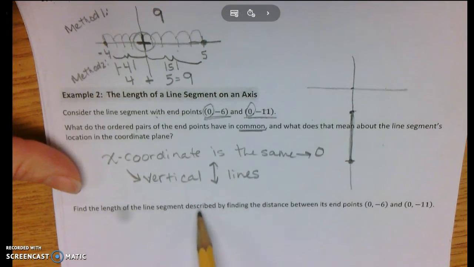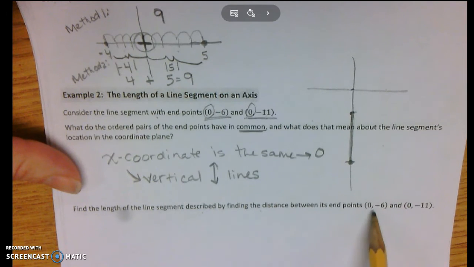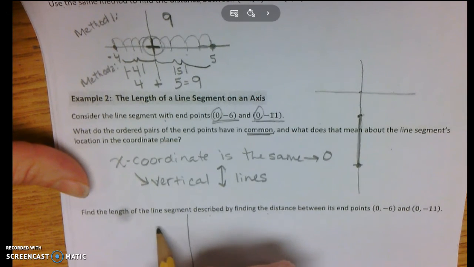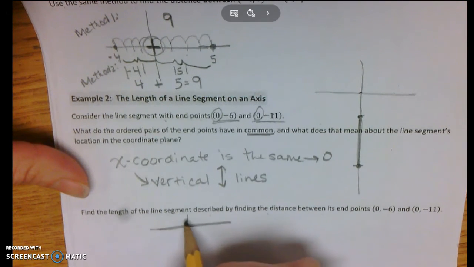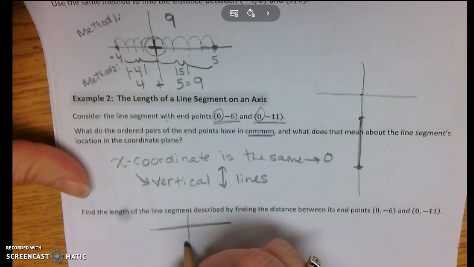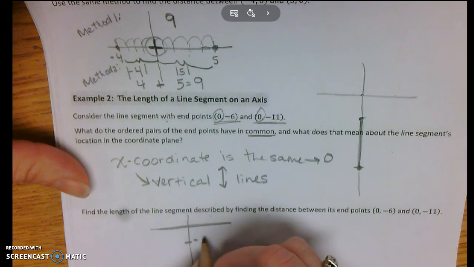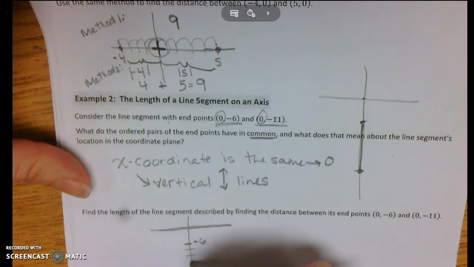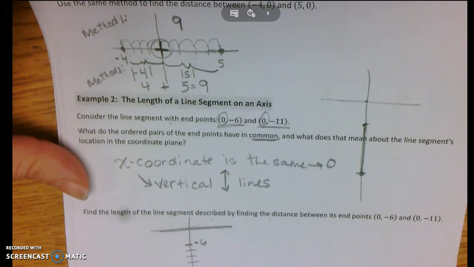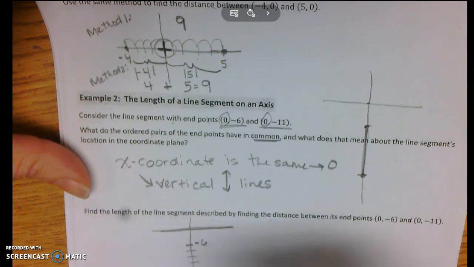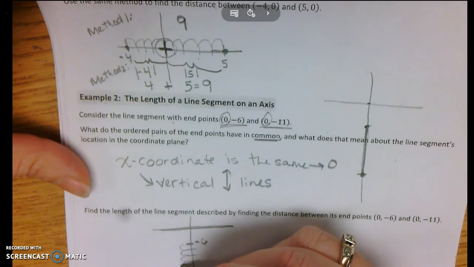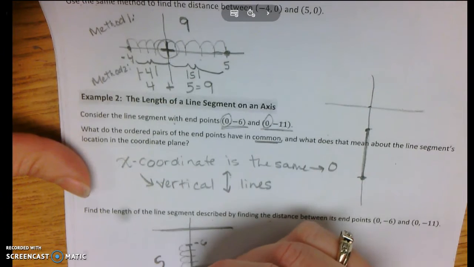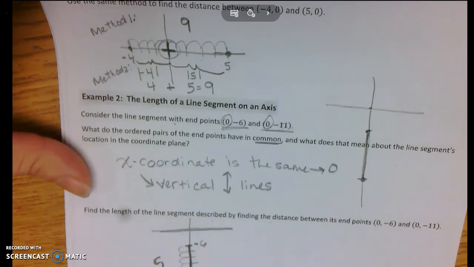So now they want us to find the length of the line segment described by the distance between its endpoints, 0, -6 and 0, -11. So I'm going to use this sketch again, but since I know I'm going to be down here, I'm going to put my origin up top a little bit further, and then I'm going to call this -6, and down here is going to be -11: 7, 8, 9, 10, 11. So I have my two methods again. I can count my tick marks, 1, 2, 3, 4, 5, and I can know that these 2 points are 5 apart. So this line segment is 5 units long.